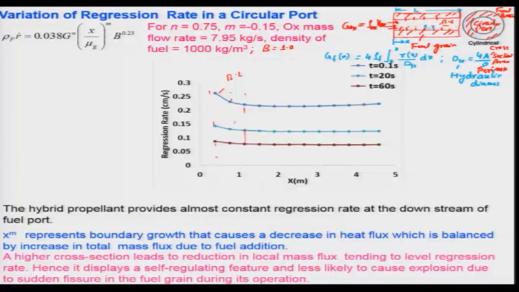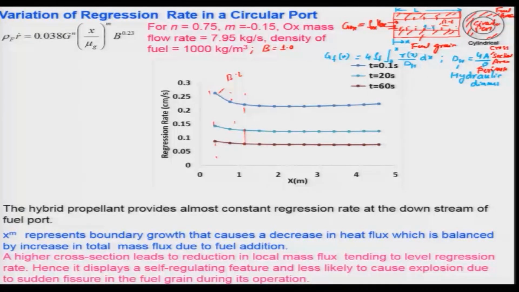So, a higher cross section leads to a reduction in the local mass flux, tending to the level of regression rate, because the total mass flux will be changing, because area is changing at a much faster rate as compared to the mass flux which is passing into the port due to the burning of the solid fuel, and hence it displays a self-regulating feature and is less likely to cause explosion due to sudden fissure in the fuel grain during its operation.